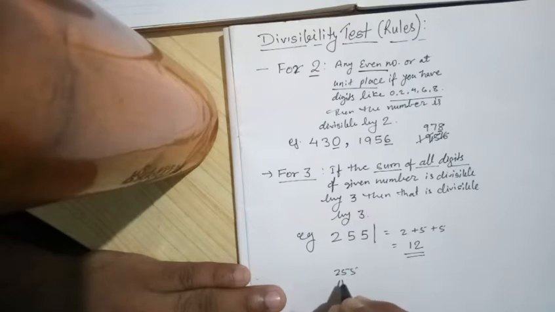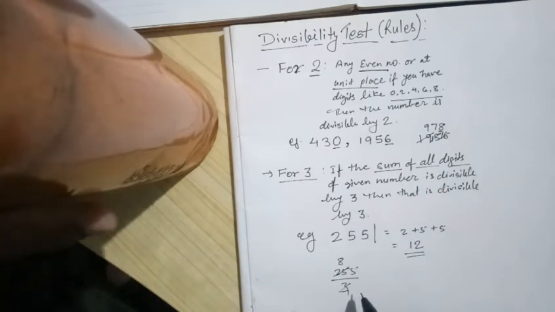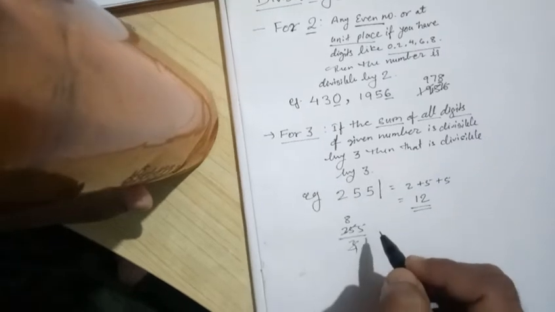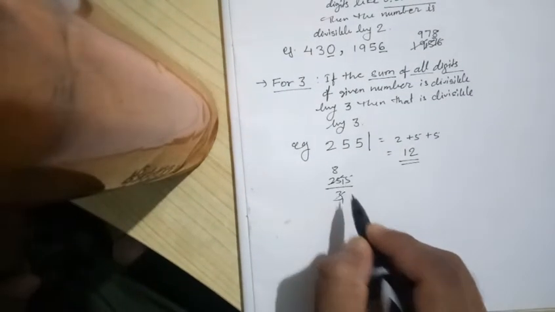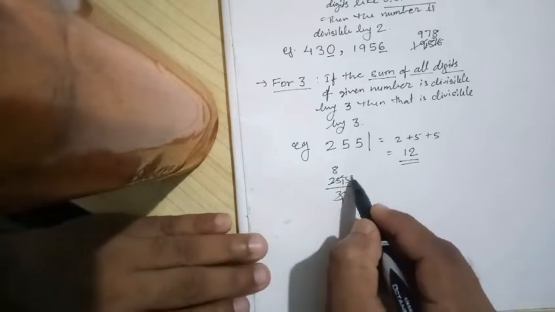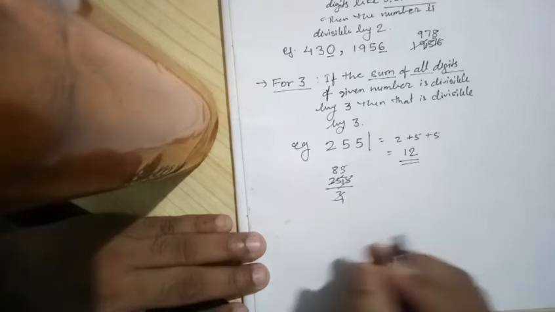255 divided by 3. So 3 1s are 3. 3 8s are 24, right? 25 minus 24 is 1. And then here, what do we get? We get 5 and 1, that makes it 15. Then 3 5s are 15. So it is divisible by 3. So this is how it works.